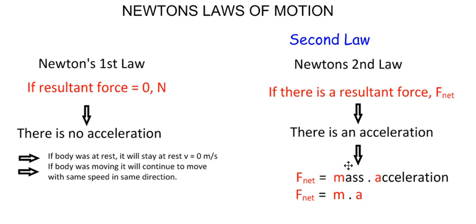Furthermore, the size of the acceleration is found by the equation F net equals mass times a. This can also be written as acceleration a equals F net divided by mass.